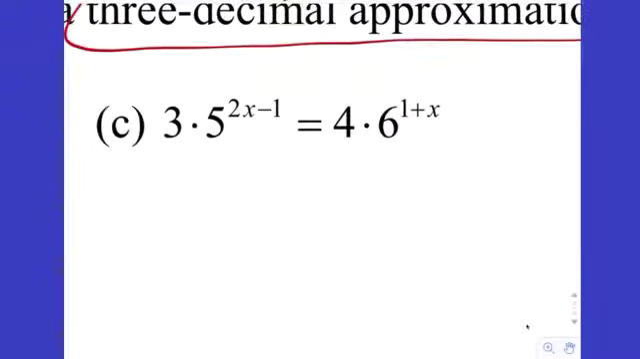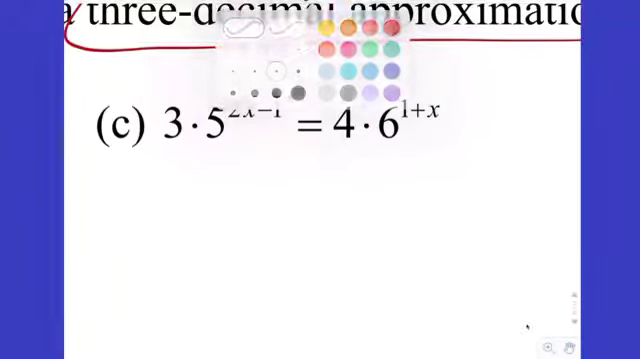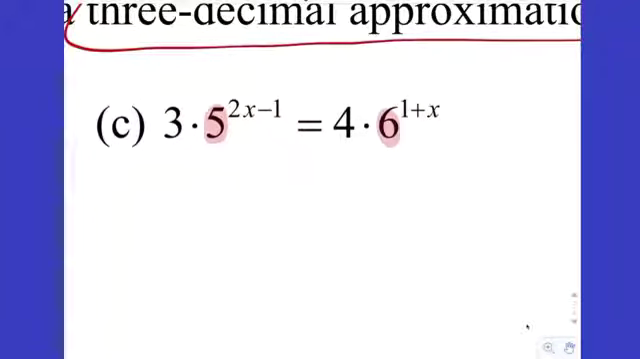Okay, so if we look at this problem, we've got 3 to the first power times 5 to the 2x minus first power equals 4 to the first times 6 to the 1 plus x power. The first thing you should try to consider is, on the factors that have the exponential variable, can you write 5 and 6 in terms of the same base? In other words, can you use the GTBTS? Not really, right? 5 is a prime number, and 6 is not one of its factors. So you can't write those in terms of the same base.